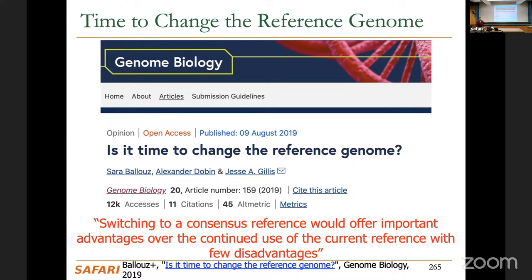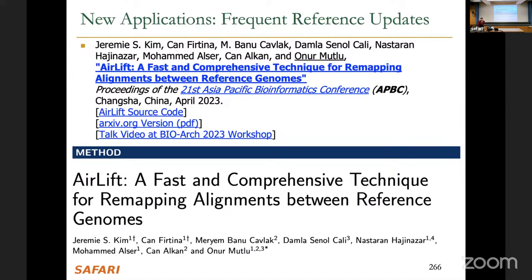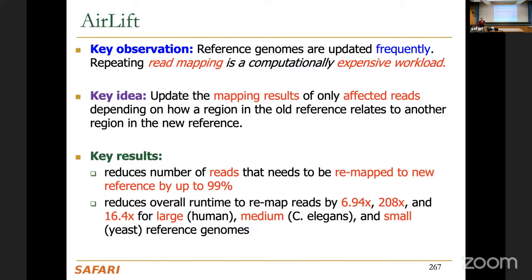We also have an even more complete version of the reference genome after this paper. So considering these potential changes in the reference genome, we propose Airlift. The key idea in Airlift is that, all right, there will be some updates between the reference genomes, but still a substantial part of these regions between the updates are going to be the same, or extremely similar. So only some minor parts of the reference genome will get updated. This is the key observation, and we're trying to exploit it.